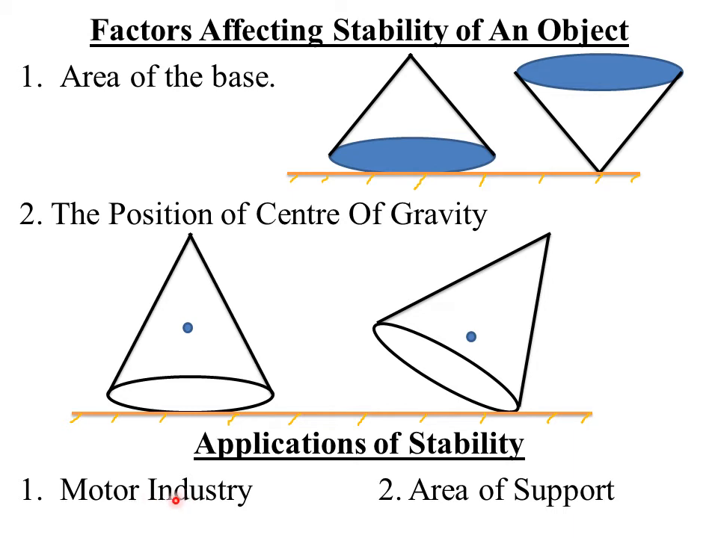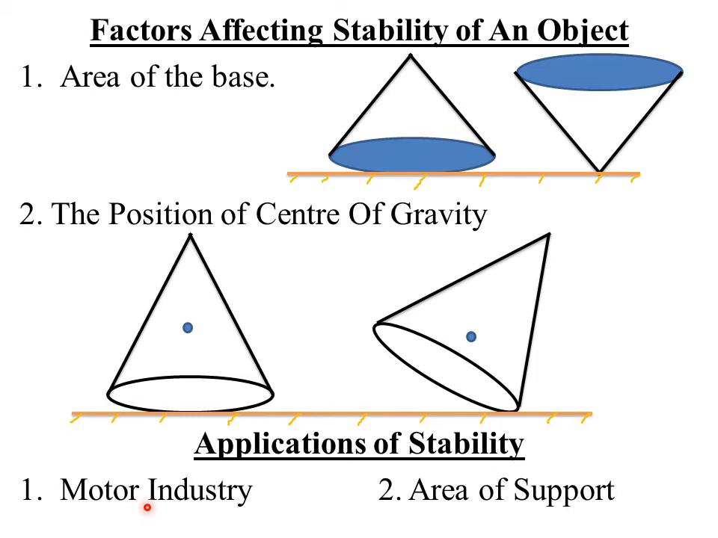Then also, the second application under motor industries is that racing cars have a low position of center of gravity and wide tracks, which allows a large angle of tilt. Hence, it can negotiate sharp corners at high speeds without toppling over. If you've looked at racing cars, they usually have very wide wheels, which are of course very low. So the wheels are wide and low to increase the base area. So the larger the base area, the more stable those racing cars are.